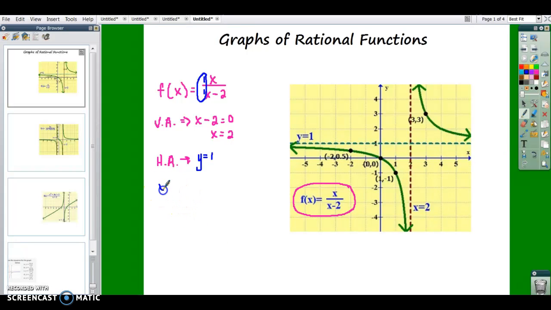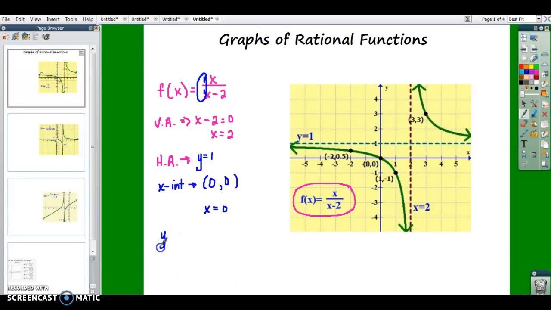Our x-intercepts, where we cross the x-axis. We cross the x-axis when y is 0, so our point would be something comma 0. To find the x-intercept when we're dealing with this, all we're doing is taking the numerator. In order for the whole fraction to be equal to 0, the numerator has to be equal to 0. So in this case, the numerator is just x. So if I set the numerator equal to 0, I get the x-coordinate of that point that is my x-intercept, and you'll see it on the graph.